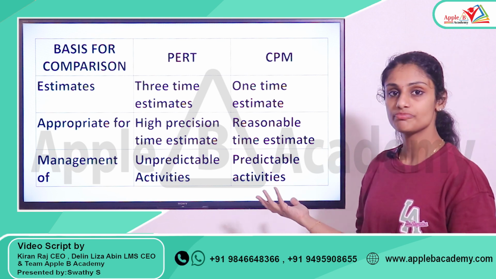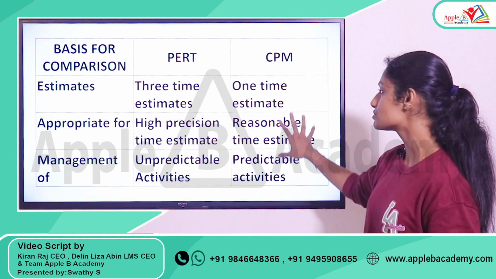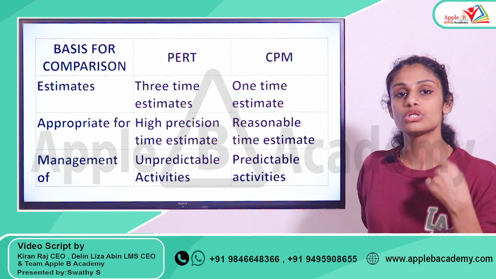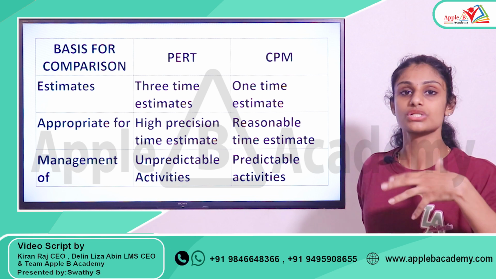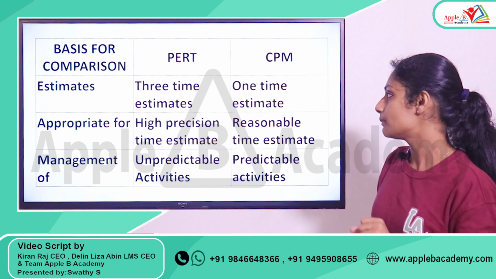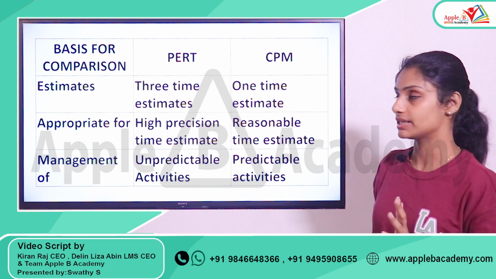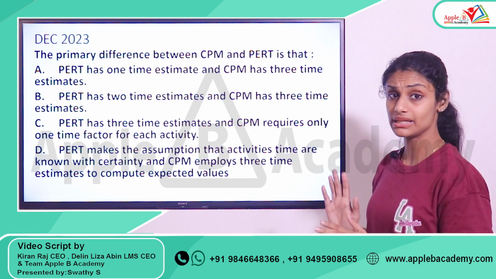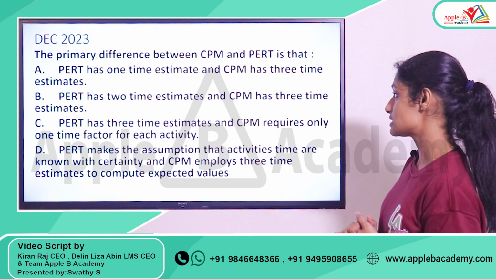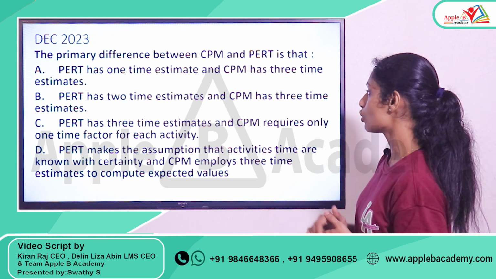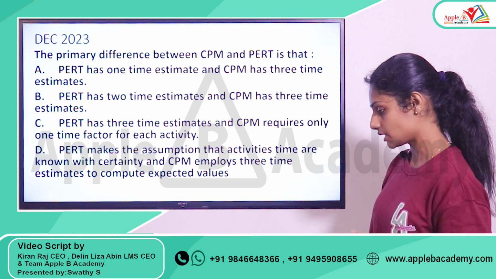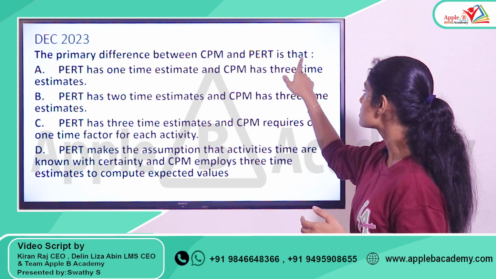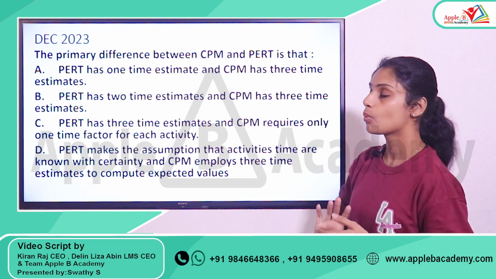In case of PERT, we are discussing unpredictable activity, but in case of CPM, we use predictable activity, because CPM is applied to routine work, or work of a repetitive nature. But it is not so in PERT. Coming back to this question, what's the primary difference? Option A says PERT has 1 time estimate. Is that right? No, it is wrong. CPM has 3 time estimates is also wrong. It is just that PERT has 3 time estimates and CPM has 1 time estimate. So option A is not correct.